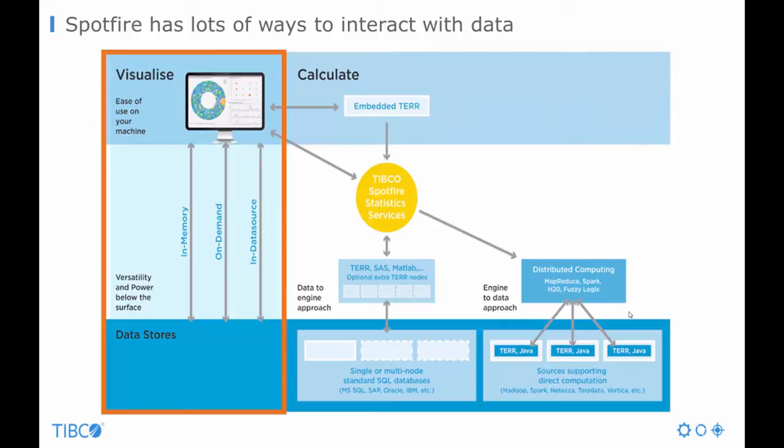In Spotfire, there are three ways of connecting your visualizations to your data: in memory, on demand, and in data source, and the ability to combine them in any way you want. In memory is as fast as it gets. Spotfire can handle up to 1 billion rows. On demand loads data smartly. You only load data when needed and what's needed. In data source sends live queries to your data source, so there are no size limits, basically.